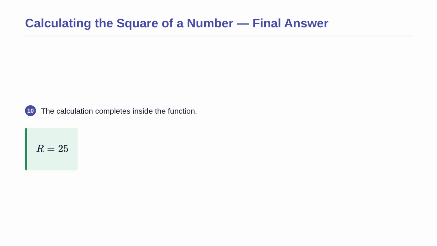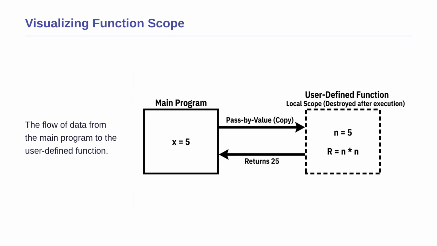Physically, this means our main program successfully delegated a math problem and received the correct answer without risking its own variables. Let us look at a diagram that perfectly illustrates the example we just solved.